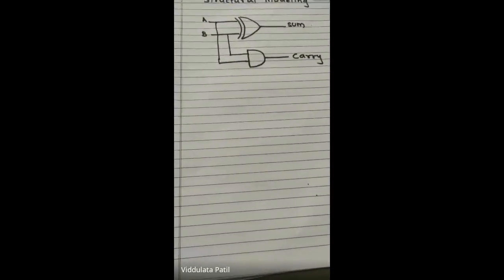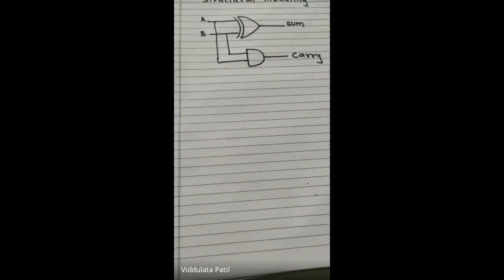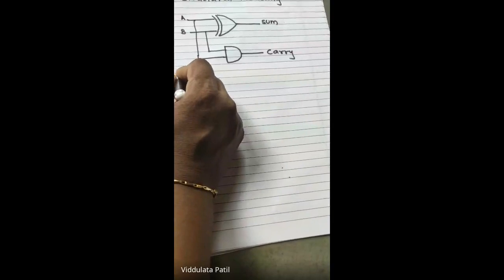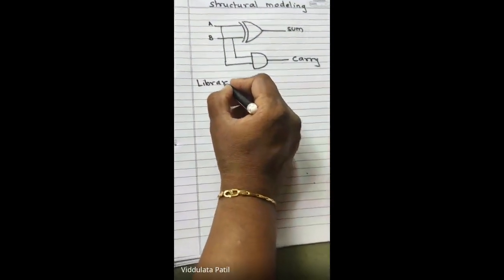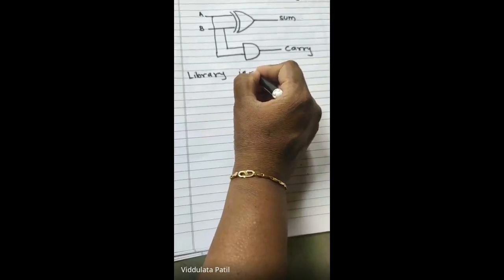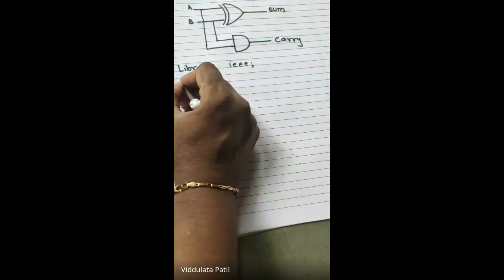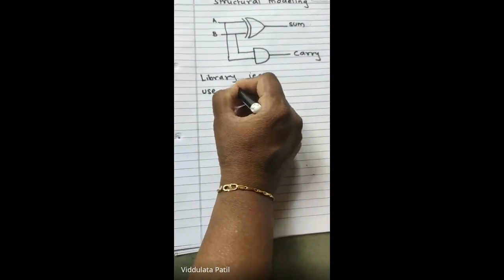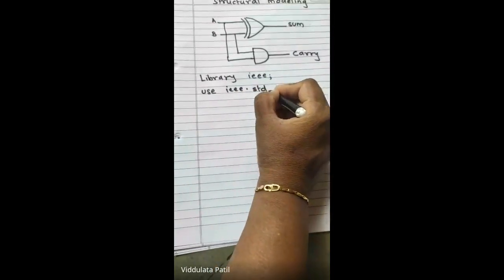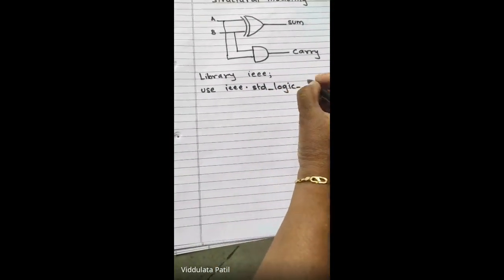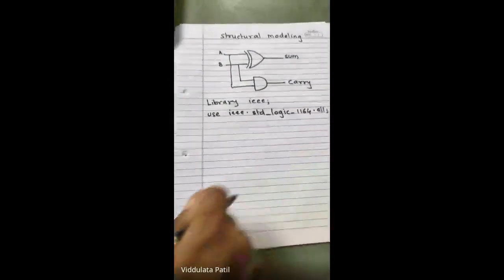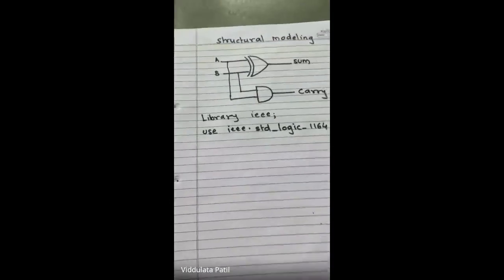Now, for any type of modeling, as I already said, we have to do the library and entity declaration as usual. So first we do the library declaration. Which library are we going to use? IEEE. Then use, that means we are going to add packages. So use IEEE.std_logic_1164.all; semicolon. Okay, so here we have added this package to this program.